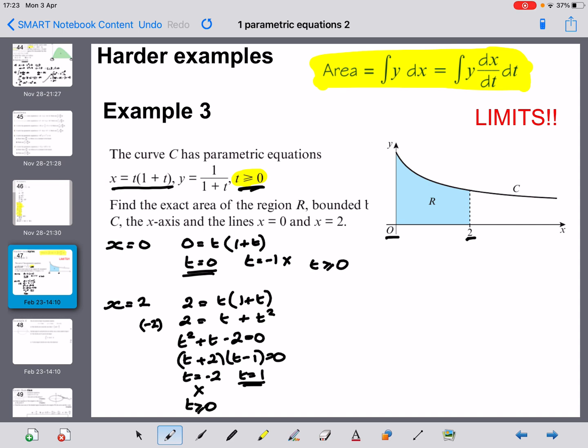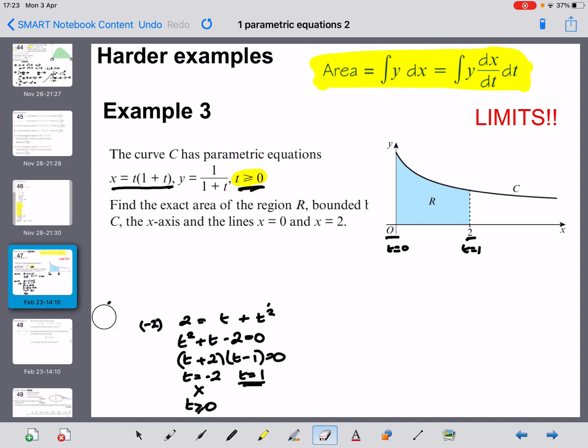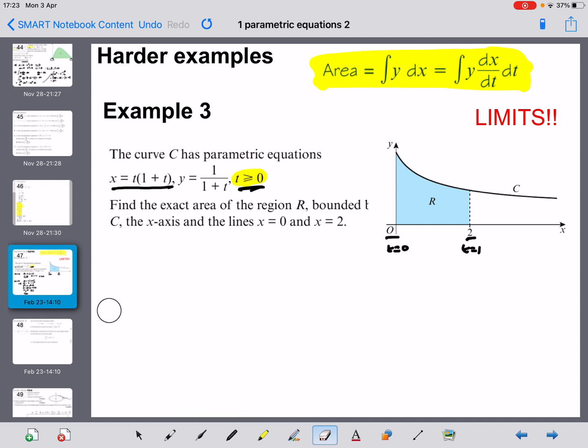So I'm just going to make a note. t is 0 there and t is 1 there. Okay, so those are my limits. So now I'm going to integrate. To integrate, I need to know what dx by dt is.